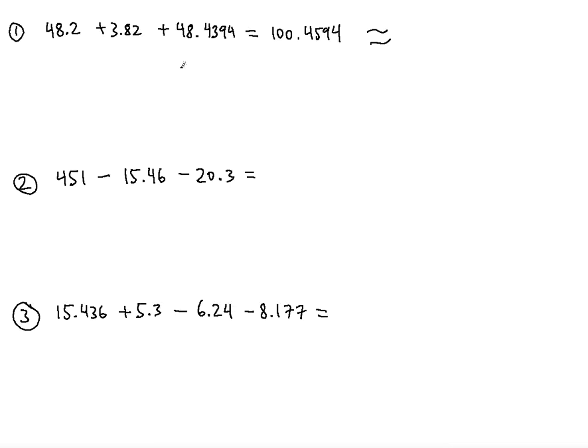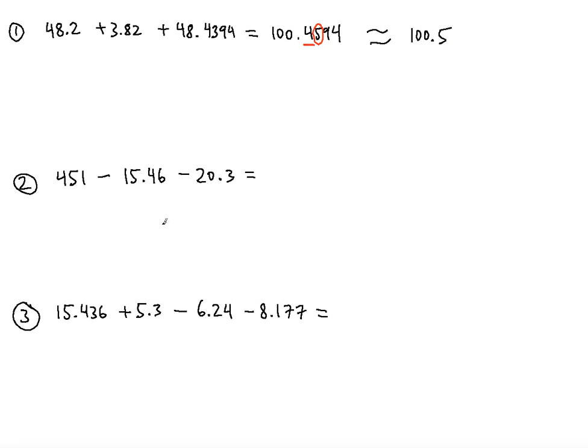Okay, so this will be rounded to the nearest tenth, and the nearest tenth is going to be 100.5 because this 5 pushes the 4 into a 5, right? So it's going to be 100.5. So that's the appropriate significant figure rounding for this example.